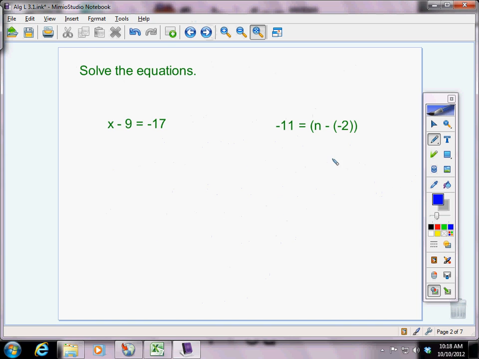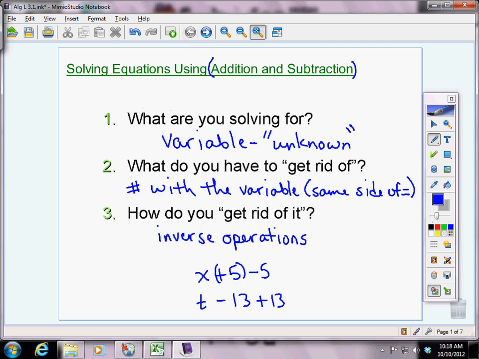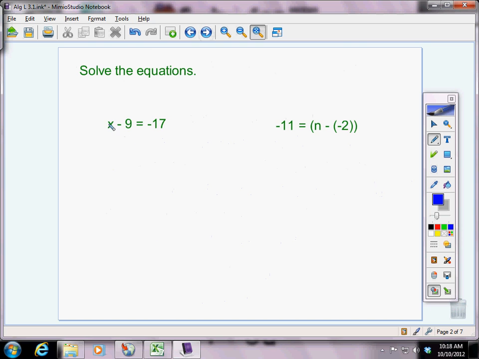Let's look at a couple examples. Look at the first one here. We have x minus 9 equals a negative 17. Let's focus on that one. Go back to your 3 steps. What are you solving for? Well, I'm solving for the x. We want to get x all by itself.